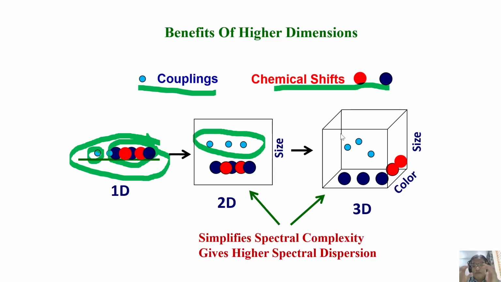Now you have simplified the complexity. Because of this spread of the peaks, you have got better and better dispersion. Your analysis becomes much better. You understand the benefits of higher dimension.